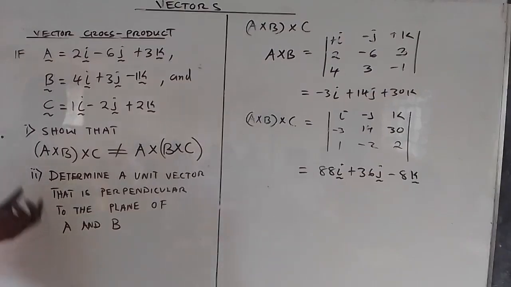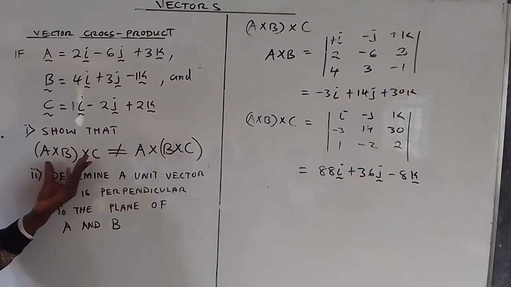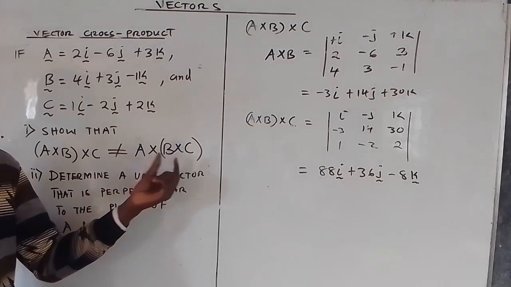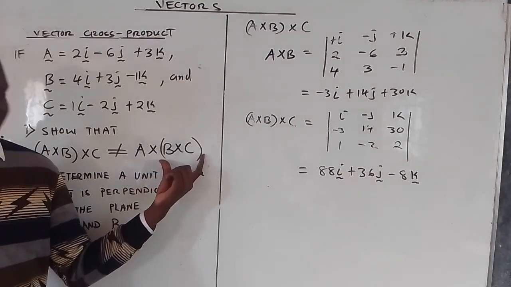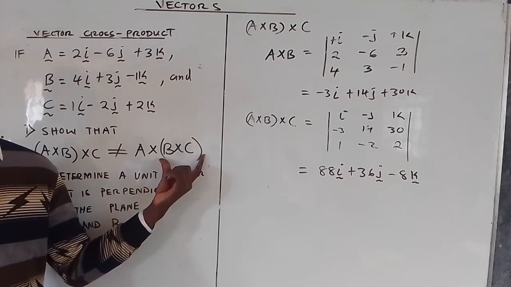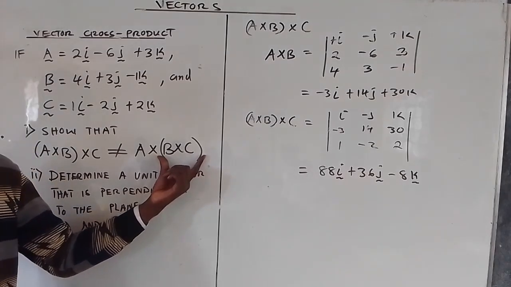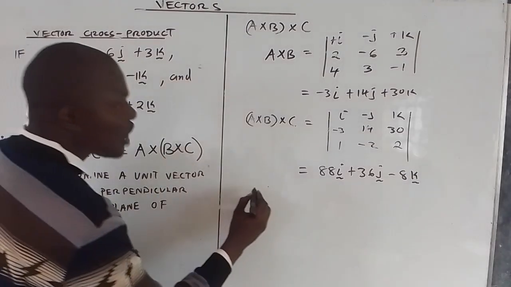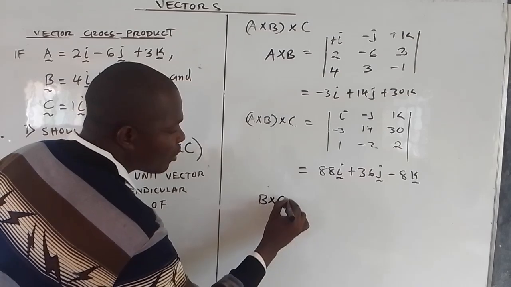So we found the left hand side of this equation. Now we want the right hand side, isn't it? So in this right hand side, what do we get first? What is in the bracket? B cross C, meaning we need to determine the bracket first. B cross C. So can you now get for me B cross C?